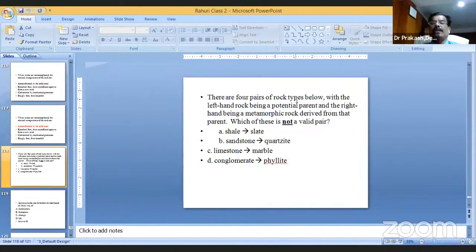Okay, there are 4 pairs of rock types below, with the left hand rock being a potential parent and the right hand being a metamorphic rock derived from that parent. Which of these is not a valid pair?